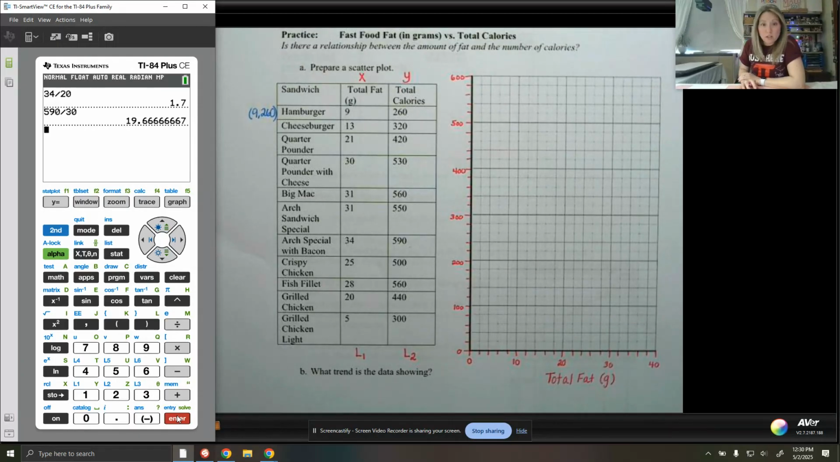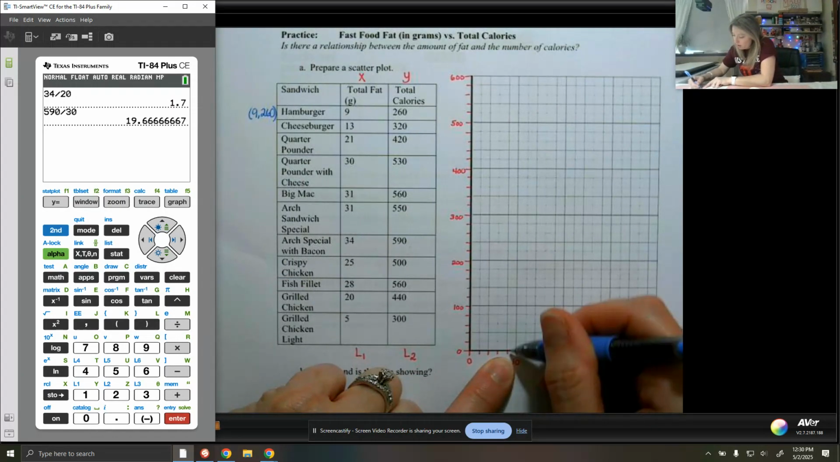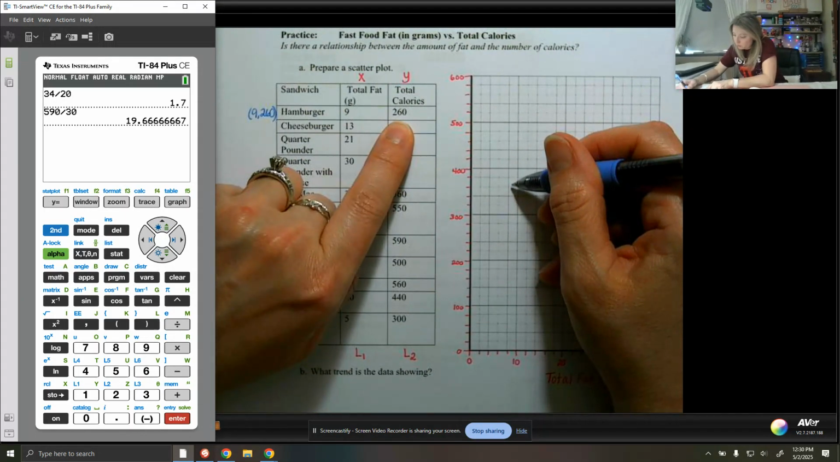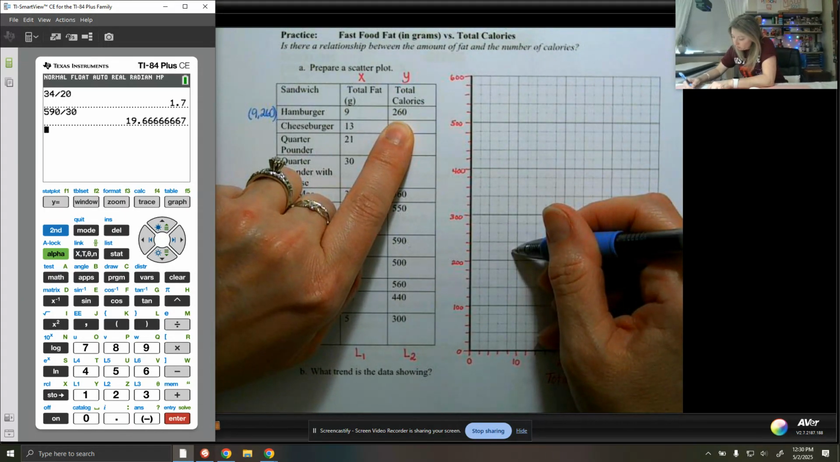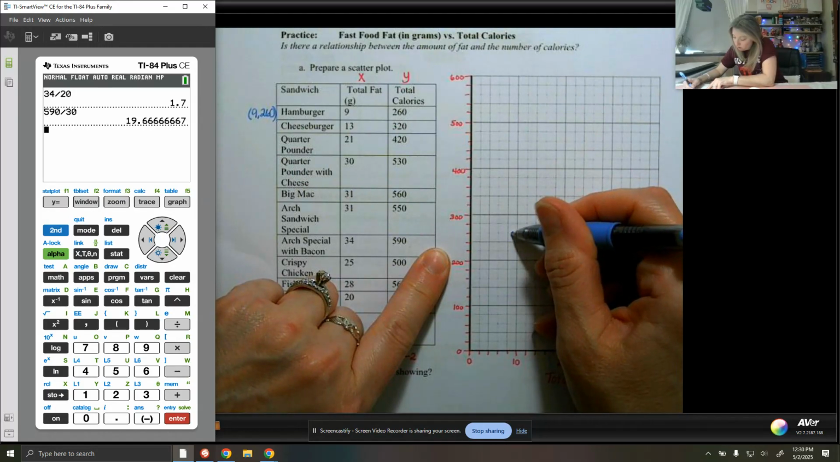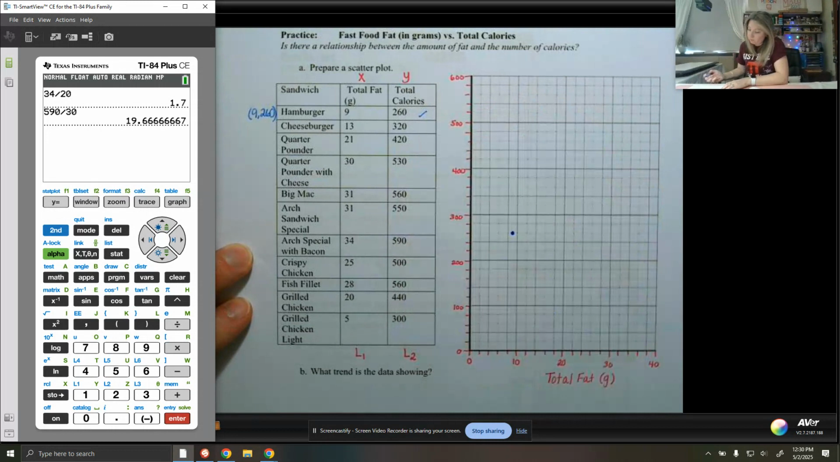So when we're looking at this, we are trying to graph each of these coordinates. So 9, 260. Here's 10, here's 8. Halfway between is 9. And we need to get all the way up to 260. So here we're at 9, 220, 240, 260. Right on there. Graphed.